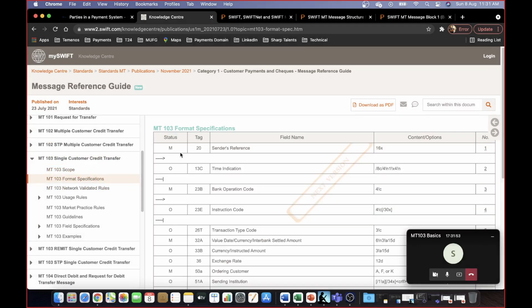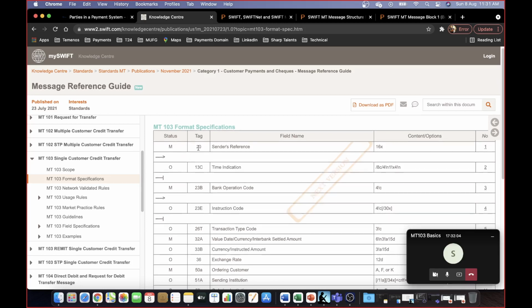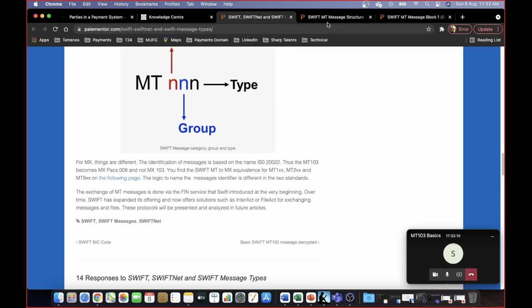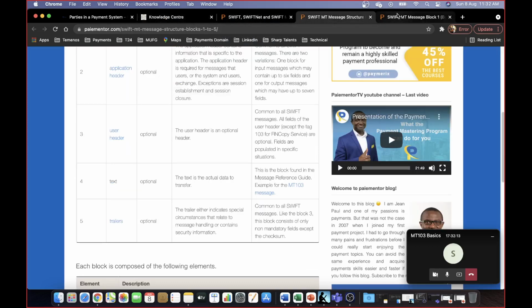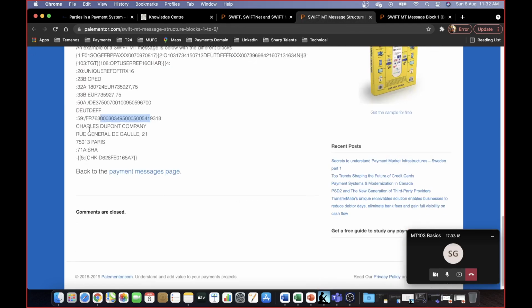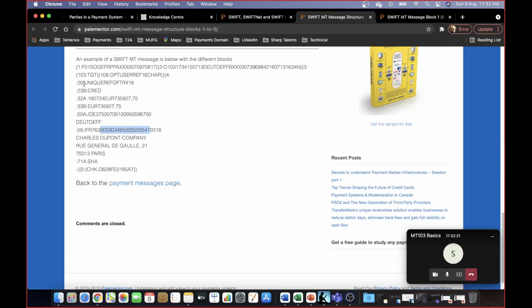This page gives you the details that must be available in block 4 of a Swift message. So you would have tag 20. I'll open the Swift message parallelly so that we can see. Yeah. The format specification talks about only block 4 of the Swift message, and what fields or tags are optional.